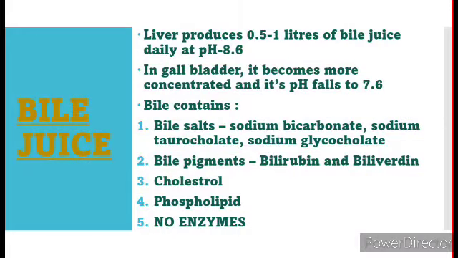Now, let's talk about the bile juice. The liver produces 0.5 to 1 liter of bile juice daily, at pH 8.6, which is stored in the gallbladder. Then it is stored in the gallbladder, where it becomes more concentrated and its pH falls to 7.6. So first its pH is 8.6, and after storing in the gallbladder, it becomes more concentrated and its pH falls to 7.6.